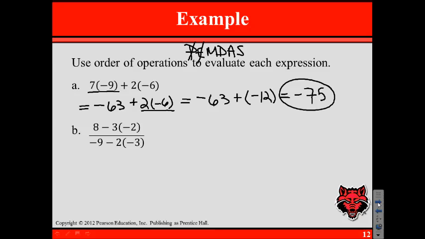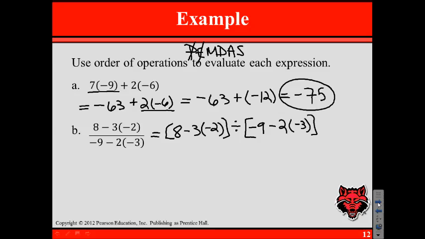For part B, we have 8 minus 3 times negative 2, all divided by, that's what the fraction bar stands for, negative 9 minus 2 times negative 3. Let's rewrite this, treating the fraction bar like a grouping symbol. So I'm going to put everything that was in the numerator in one set of square brackets, and everything that was in the denominator in another set of square brackets. And we're going to put the division operation in between those two sets of square brackets.